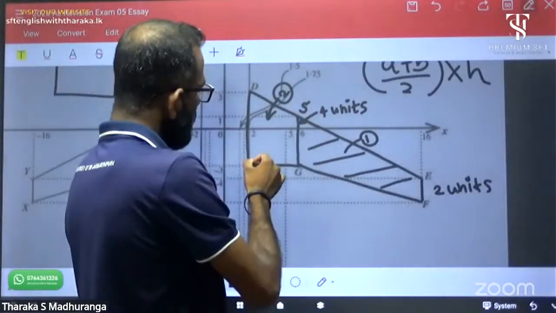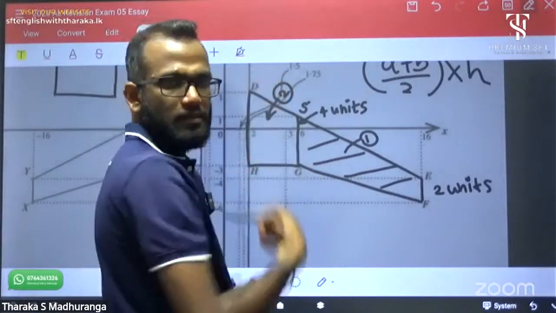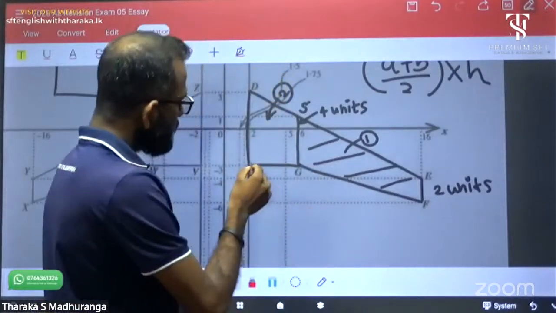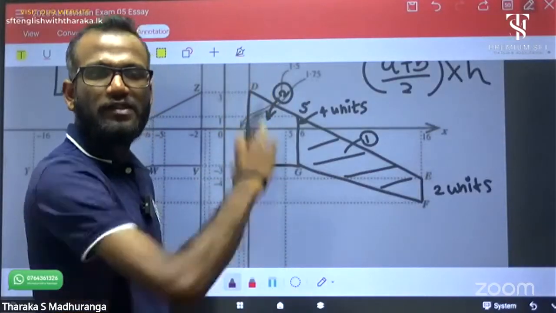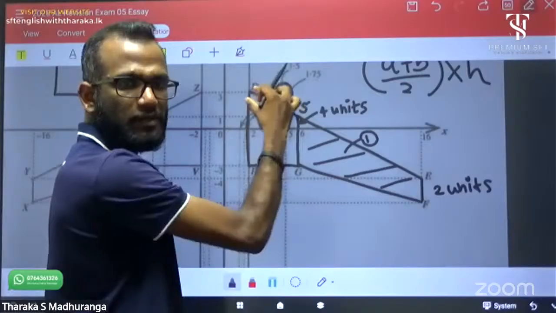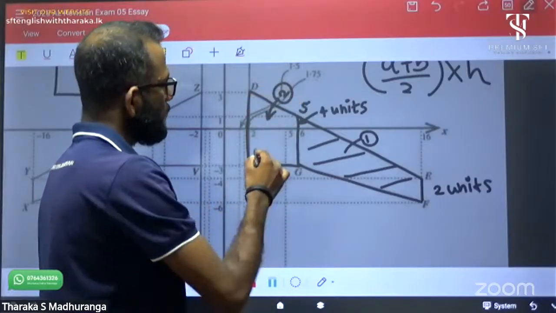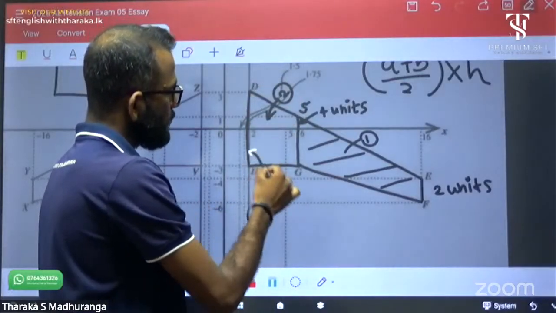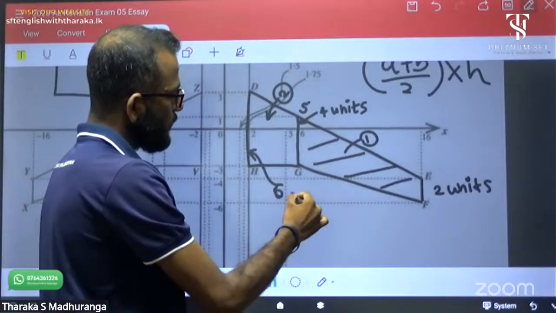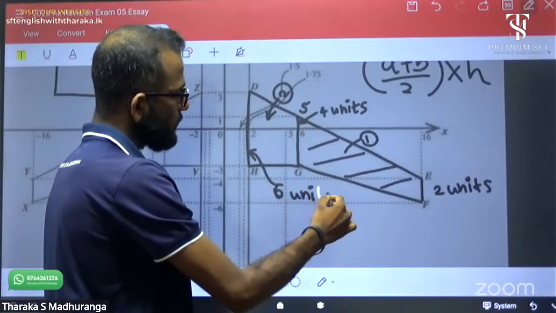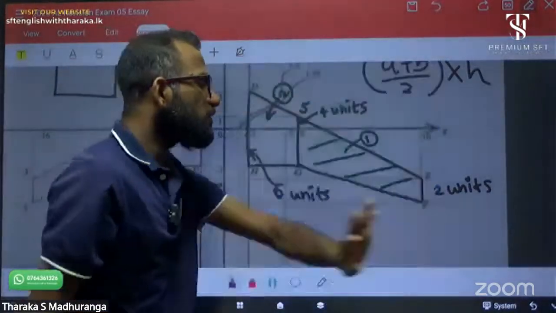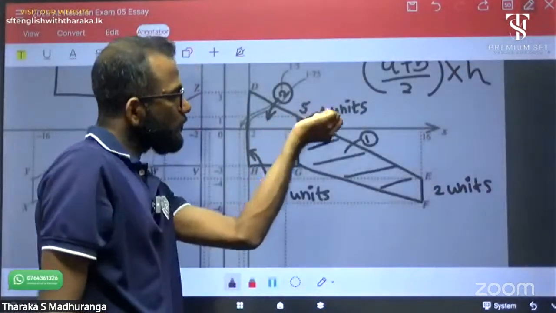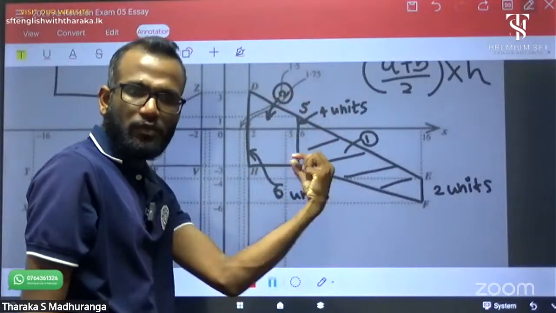Now I have to find the HD distance. Okay, what is the H coordinate? -3. D coordinate +3. Then what is the distance? 3 plus 3, 6 units. Now 6 plus 4 is 10. 10 divided by 2 is 5.